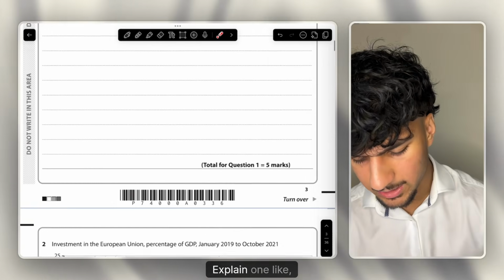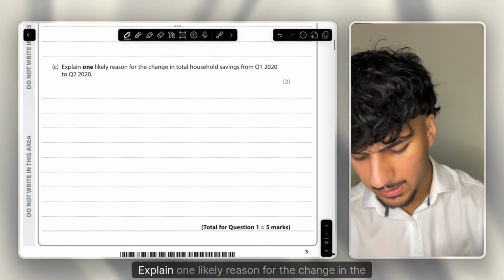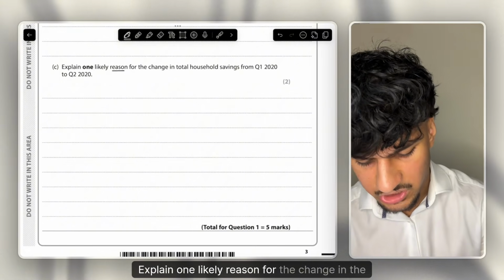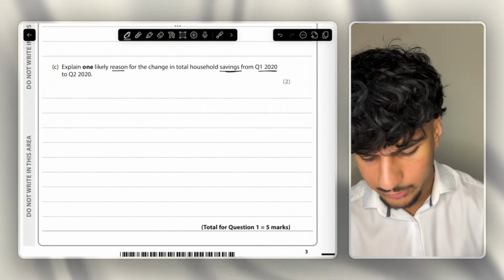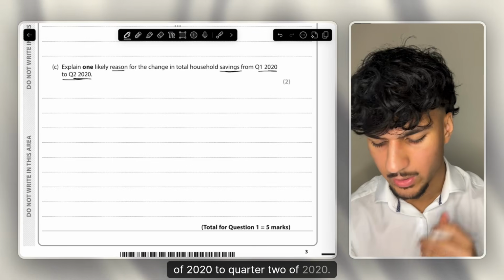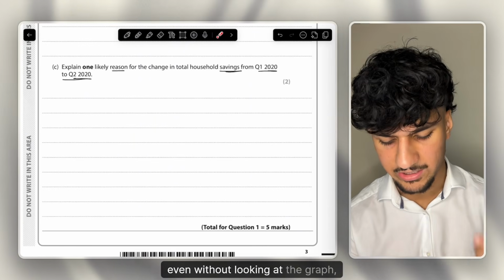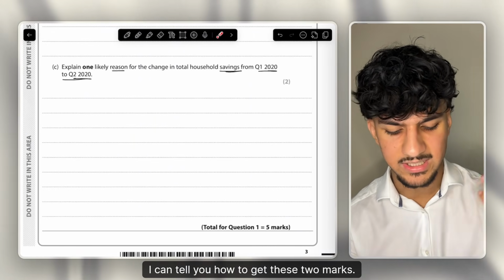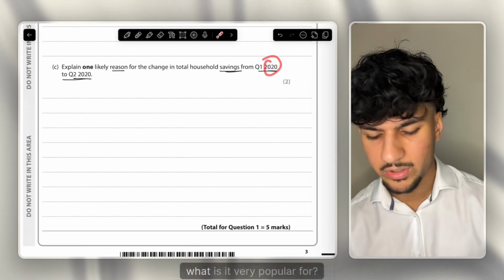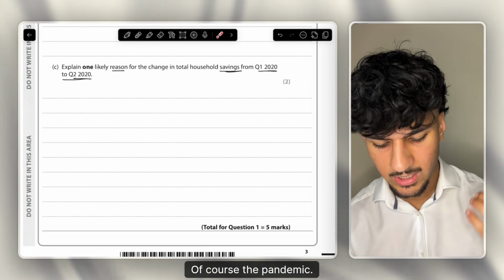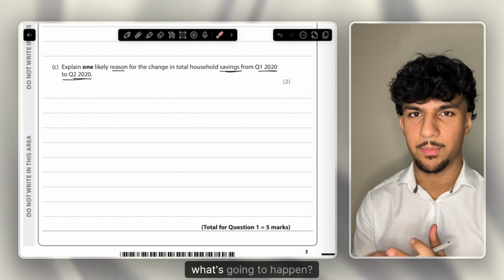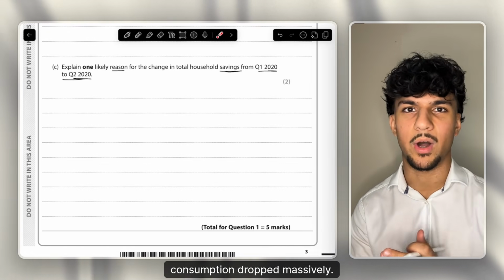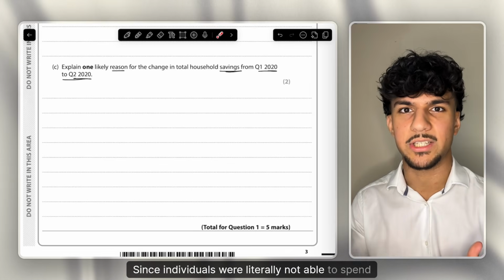Let's keep going. Explain one likely reason for the change in the total household savings from quarter 1 of 2020 to quarter 2 of 2020. Now, even without looking at the graph, I can tell you how to get these 2 marks. Why? Since 2020, what is it very popular for? Of course, the pandemic. And what is going to happen to savings during the pandemic? When we're in lockdown, what's going to happen? Of course, consumption dropped massively. Why? Since individuals were literally not able to spend their money.